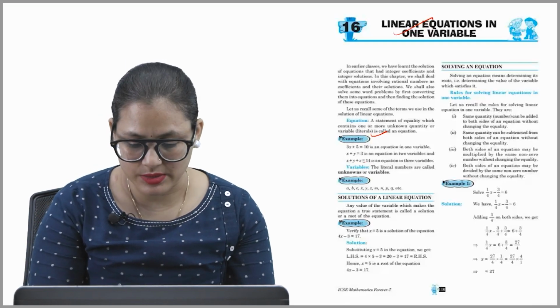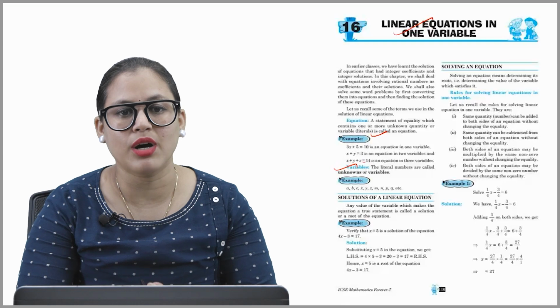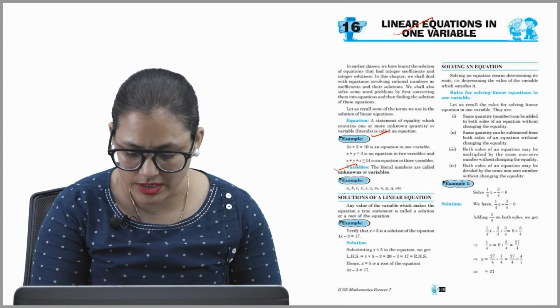Variables. What are variables? The literal numbers are called unknowns or variables. Example: these are the variables.